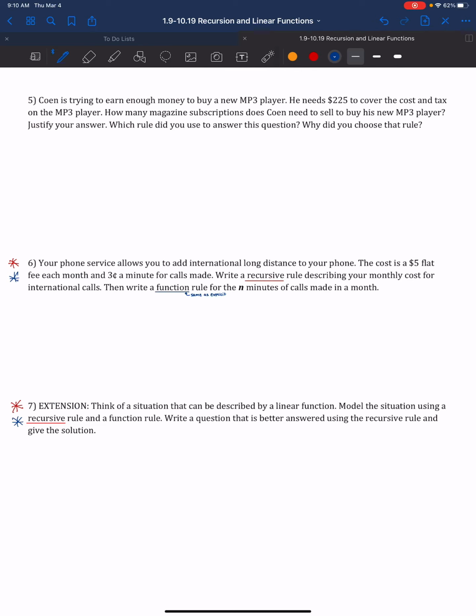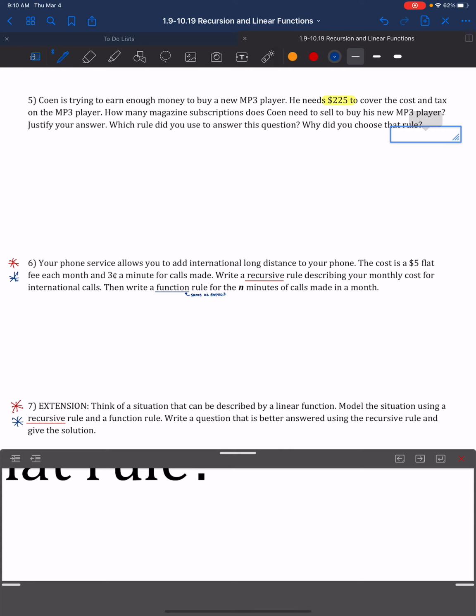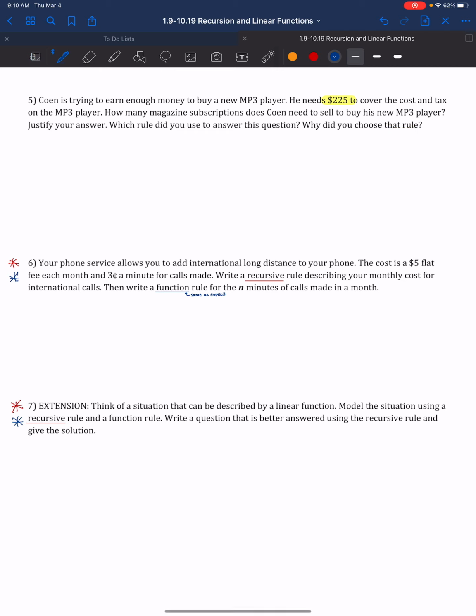Now for number 5, it says Cohen is trying to earn enough money to buy a new MP3 player. We know he needs $225 to cover the cost and tax on the MP3 player. So this $225, that's the amount of money that we need, right? So M is equal to $225. Then it says, how many magazine subscriptions does Cohen need to sell to buy his new MP3 player? And justify your answer. Which rule did you choose to answer the question, and why did you choose that rule?